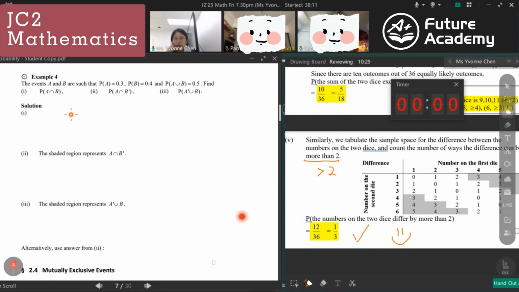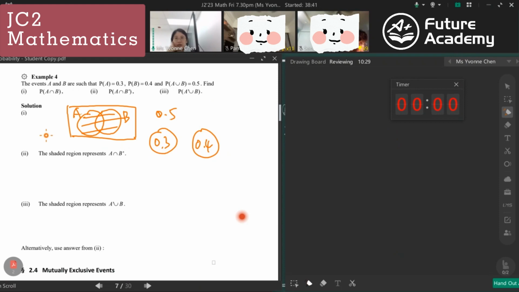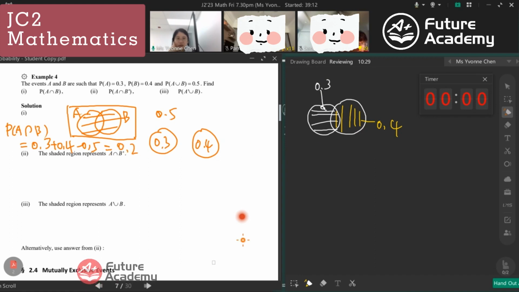So we can draw the diagram. For A union B together, it is 0.5. A itself is 0.3. B itself is 0.4. So if we want to find A intersect B, we're looking for this part. We can add 0.3 and 0.4, then subtract 0.5, because the intersection part was added twice. So we get 0.2.